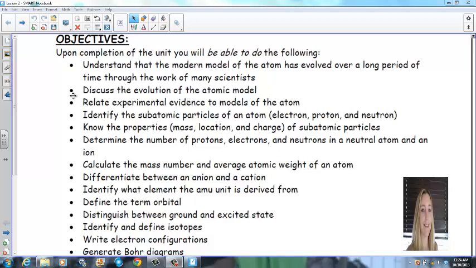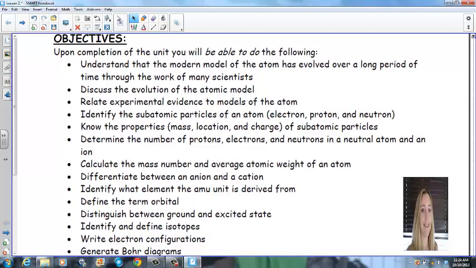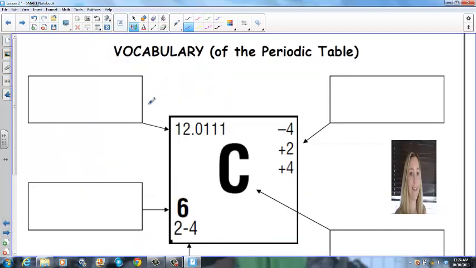Okay, so our objectives for this lesson, lesson number 2, we're going to identify subatomic particles, and we are going to also determine the number of protons, electrons, and neutrons in a neutral atom and an ion, and we need to know the properties of subatomic particles, including their mass, location, and charge. So let's start with the vocabulary of the periodic table.